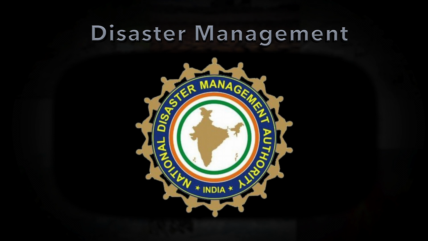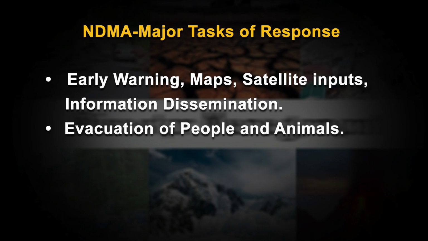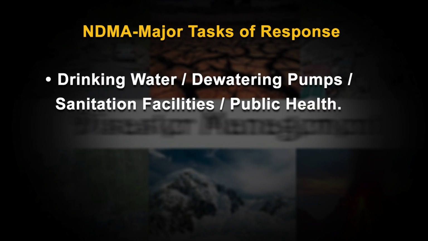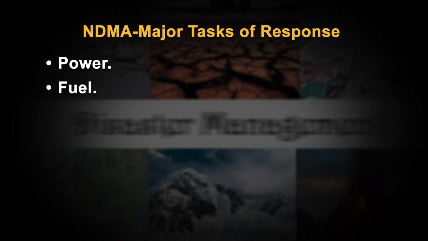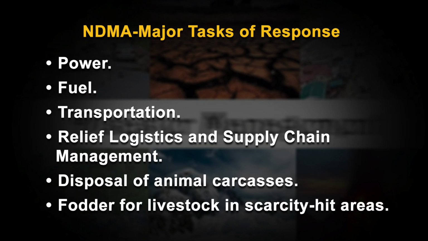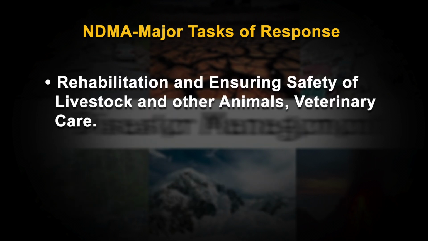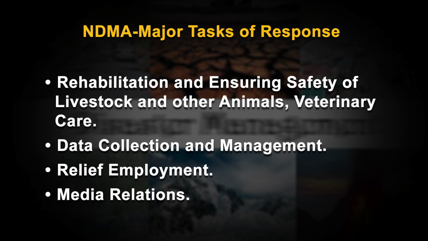It is also about strengthening the disaster risk reduction governance at all levels to better manage risk and to make the governance systems more responsive. As per the NDMA, major tasks of response given in the responsibility matrix are early warning, maps, satellite inputs, information dissemination, evacuation of people and animals, search and rescue of people and animals, medical care, drinking water, dewatering pumps, sanitation facilities, public health, food and essential supplies, communication, housing and temporary shelters, power, fuel, transportation, relief logistics and supply chain management, disposal of animal carcasses, fodder for livestock in scarcity hit areas, rehabilitation and ensuring safety of livestock and other animals, veterinary care, data collection and management, relief employment, media relations.